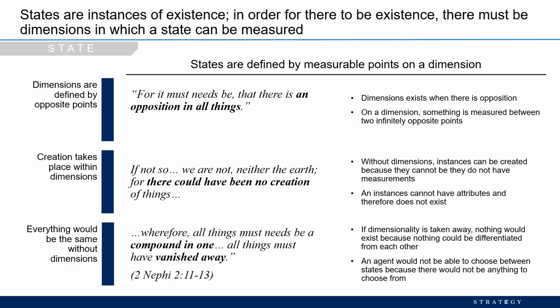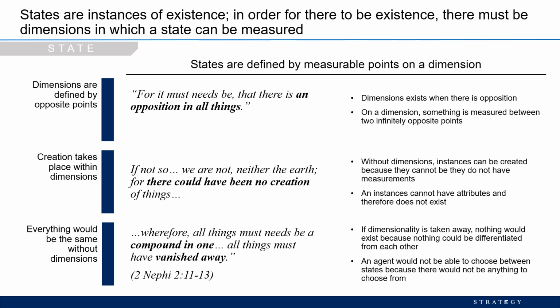So states are instances of existence. They represent existence. They represent an objective place that you can be within the realm of existence. In order for there to be states, there needs to be some kind of dimensionality. And in order for there to be dimensionality, there needs to be opposition.